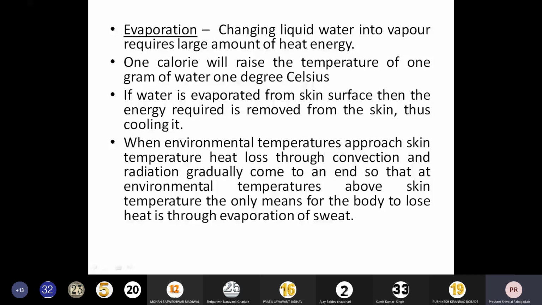Because the sweat, that is the water, is evaporated from your skin surface. Why is it evaporated? Because energy is required, and that energy is removed from your skin. Energy is heat only. So that heat is now removed from your skin. Therefore you are feeling cool.